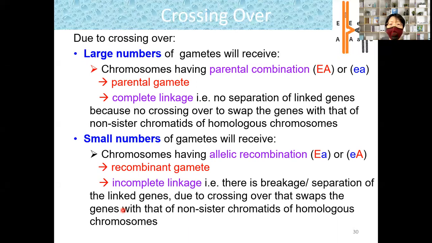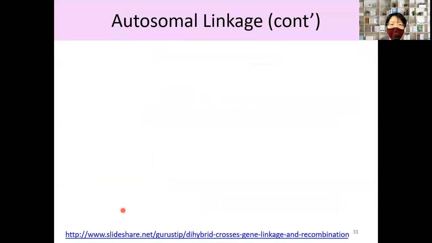So there is incomplete linkage in the gametes and therefore in the offspring. That means the original linked genes are not inherited together anymore, right? They break off already. Okay, incomplete linkage occurs.